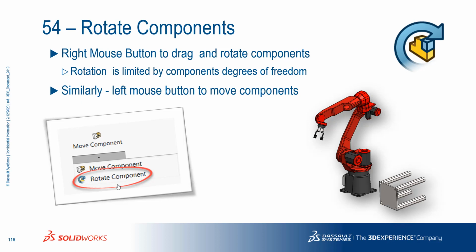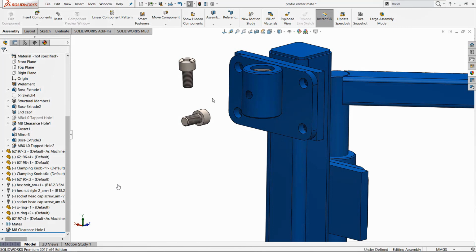Rotate components. Just like the left mouse button moves components around the graphical area as long as it's allowed to, not made in place, you can right mouse button on top of something and start to rotate it. All right, so showing you a quick way to do that.